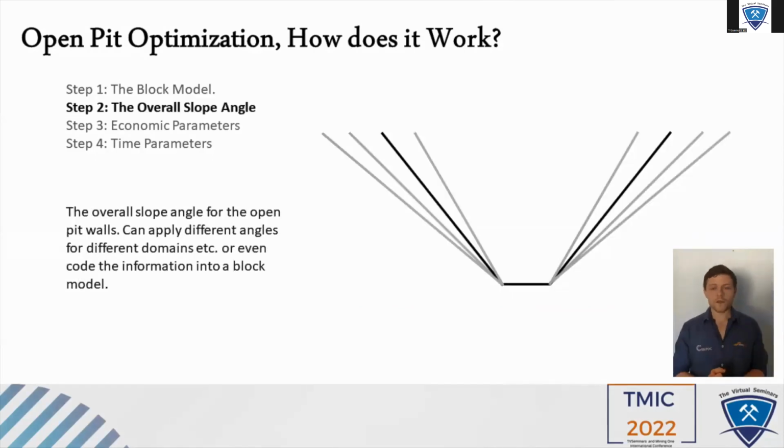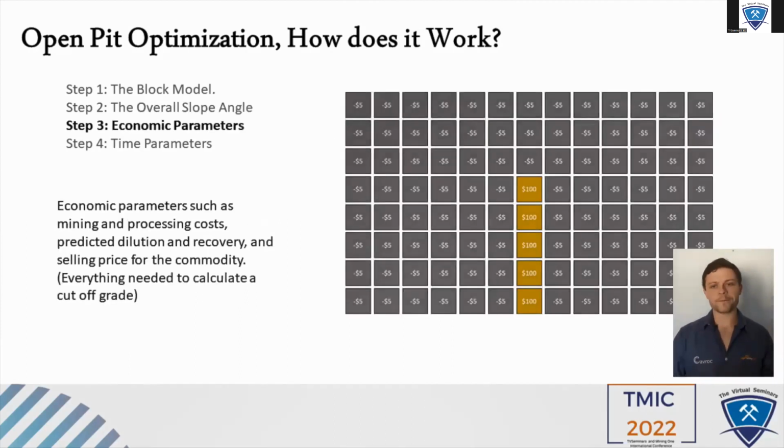Then step two is where the geotechs usually get involved, and that's to provide an overall slope angle. So that's usually a fixed number that doesn't have any variable input. So it's applied based on domains, but really it's a very simple application of an overall slope angle. So we'll come back to that in a second.